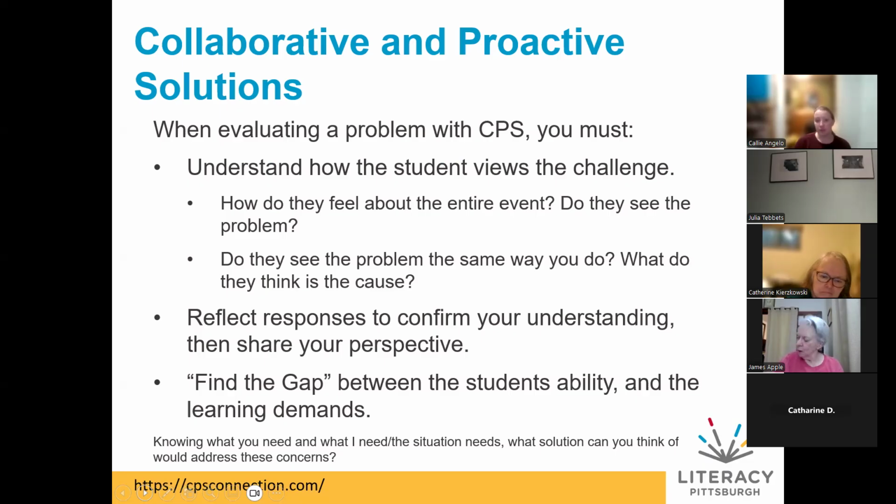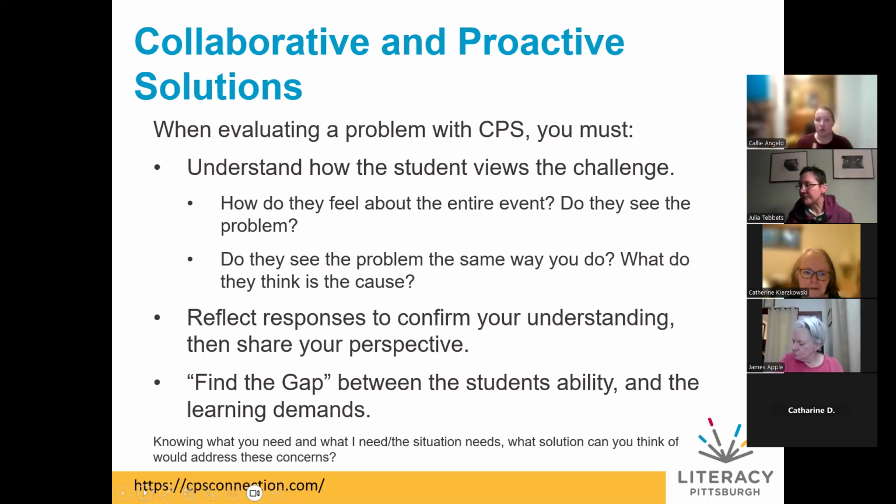Reflect on those responses and confirm your understanding, and then find the gap between the student's ability and the demands of the learning. So what do you need to happen? What are they able to accomplish? And how do you bring those two scenarios together?